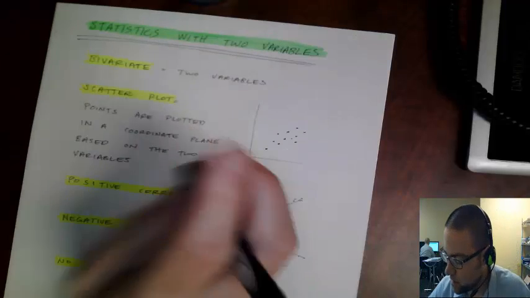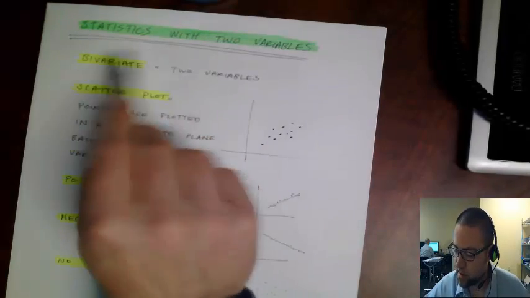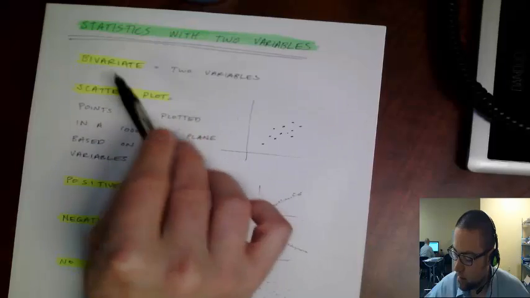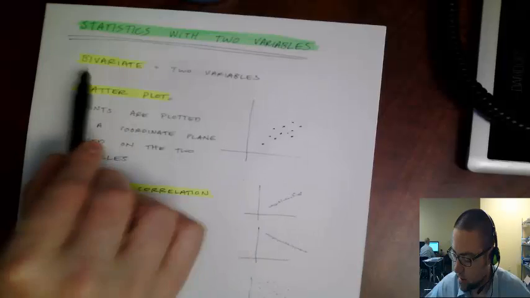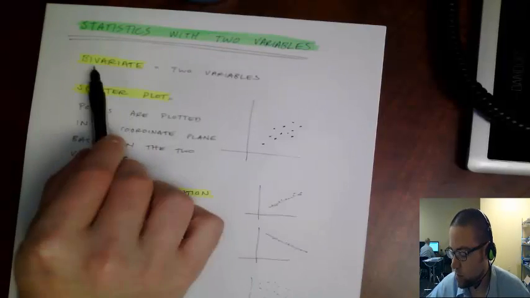Okay, folks, here's the vocabulary for credit 6. We're talking about statistics now with two variables, and a fancy word for two variables is bivariate, which you can kind of see in the word. Bicycle has two wheels, so bivariate, two variables.